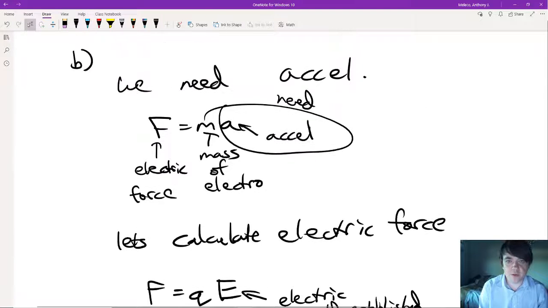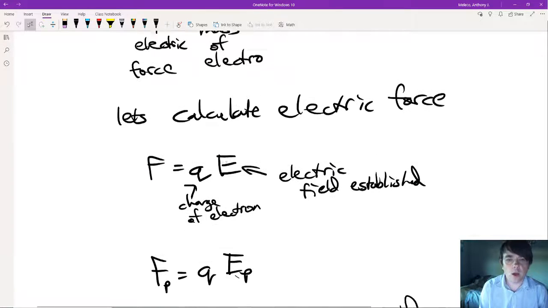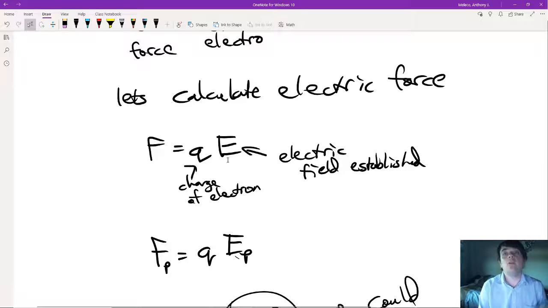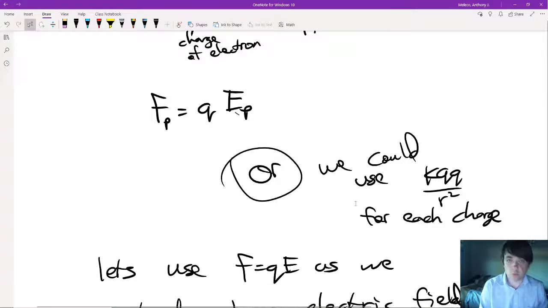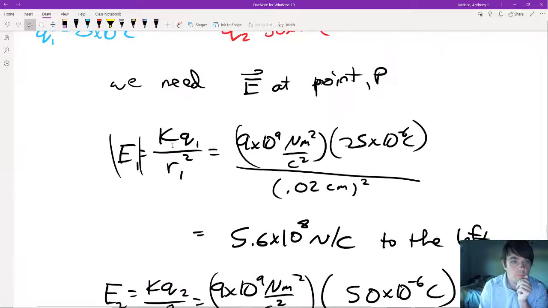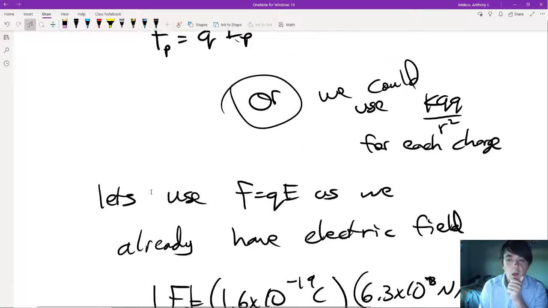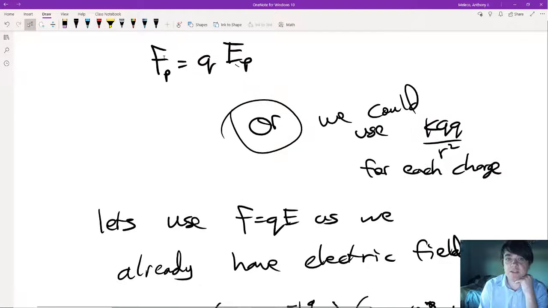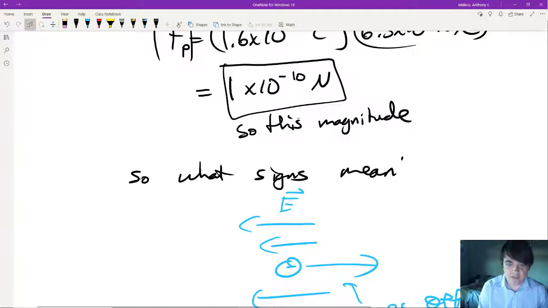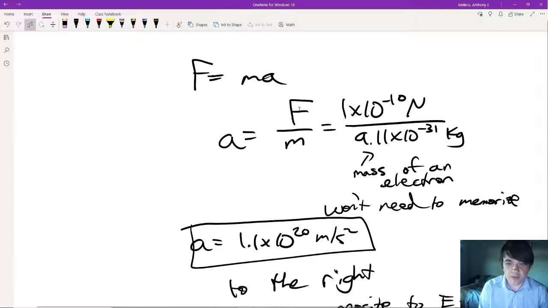Then all we needed to do was figure out the acceleration of the electron, but we needed the force first. So the force was equal to QE, and again, you can also use KQQ over R squared, but you'd have to do that twice, with Q1 being any of these two charges and Q2 being an electron there. That would have been a lot more work. But since we had the electric field, we could just use QE. So doing that with QE, we get this magnitude. Then we divide the force by the mass of the electron, and that gave us the acceleration.